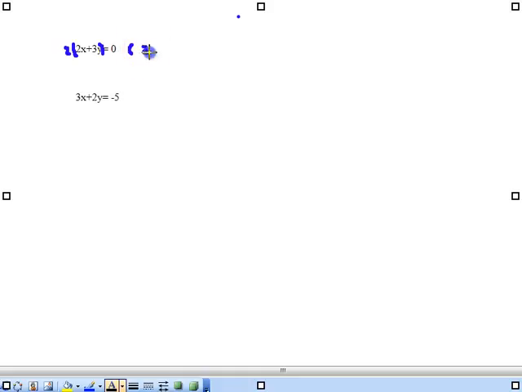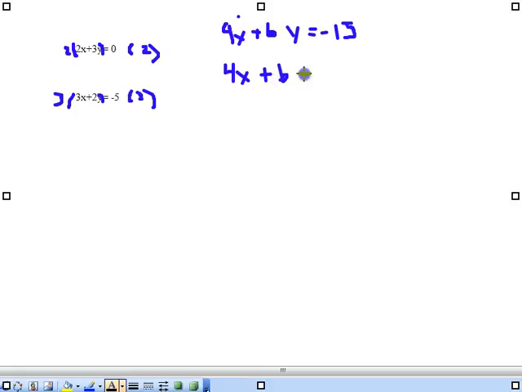So we're multiplying this by 2, obviously. We've gone through this already. We're multiplying this by 3. I'm just going to reverse these, so I'll have 9x on top, so you can subtract that easier, plus 6y equals -15. And then 4x plus 6y equals 0.